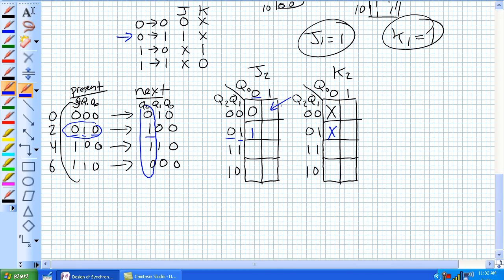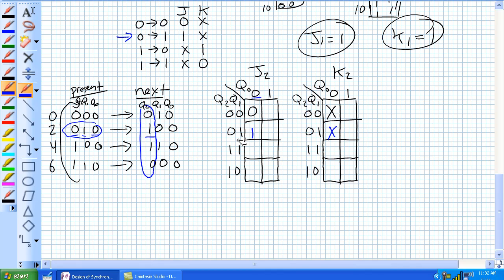Why are we not doing that block right there? Well, because it's an odd number. That's a 3. Or excuse me, that's a 1. Remember, our counter is only going to see states 0, 2, 4, 6, and back to 0. It's an even number. You'll see what happens in those columns right there.